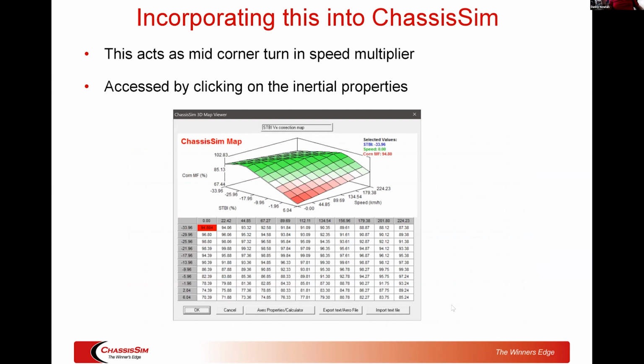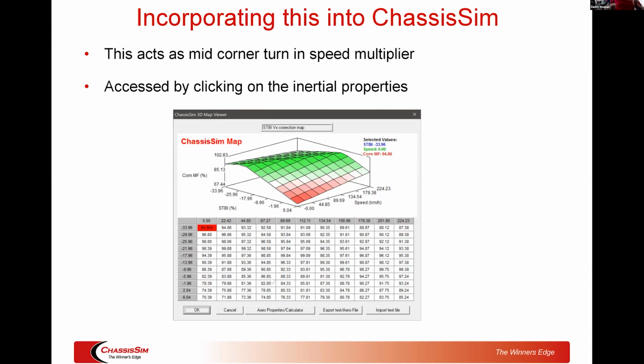Now, the great thing is that we can actually incorporate this in ChassisSim. The way that we do this is we have a setting in ChassisSim under the inertial properties, where you've got driver stability index, driver stability settings, and you fill in this stability index table versus speed. So this is a corner multiplier. ChassisSim figures out the maximum performance of the car without due regard for man, woman, child, or beast. And then it looks up what the stability index was and where it falls with this multiplier.